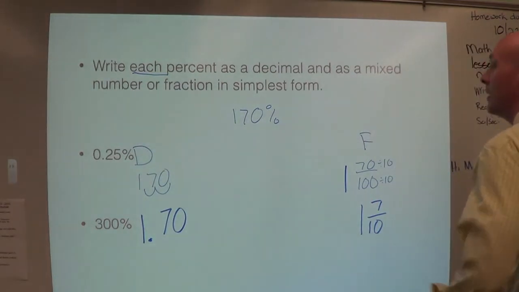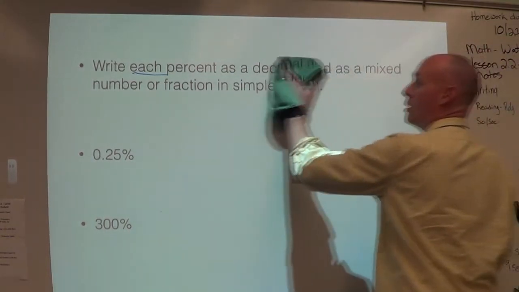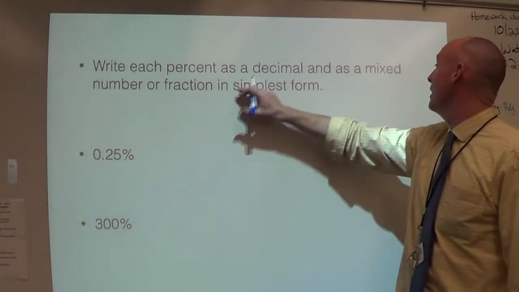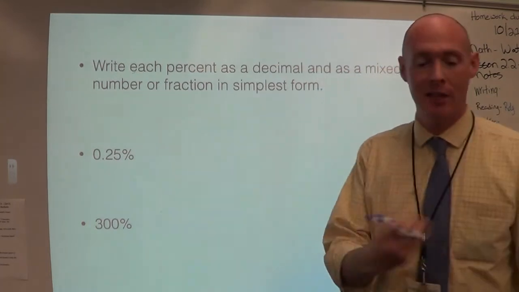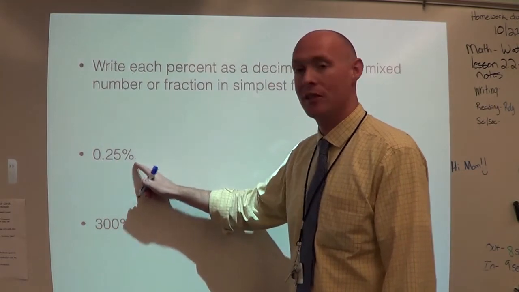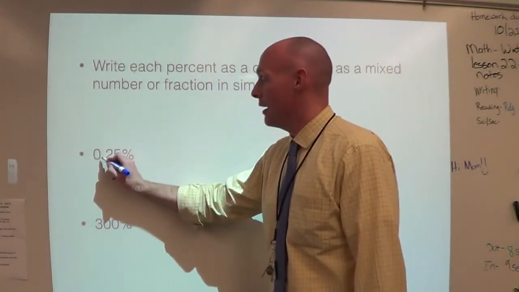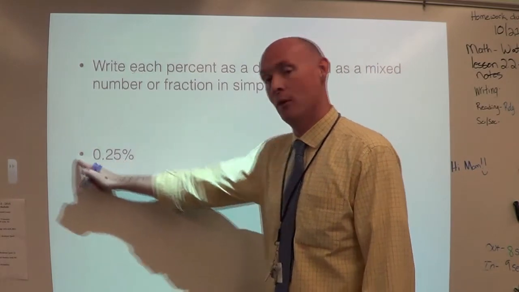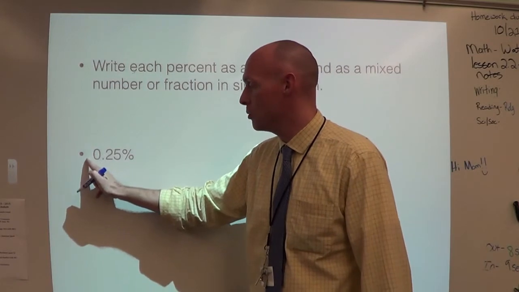Let's try this one. This time, though, write each percent as a decimal and as a mixed number or fraction in simplest form. So each one, same thing. We're going to do a decimal and a fraction. So here I have 0.25%, or 25 hundredths of a percent. Same thing, we're going to move the decimal point to the left. The same rules apply. If the decimal point was here, we'd move it that way. If it's here, we'd move it that way. It just so happens that it's here, and we're going to move it 2 places, 1, 2.